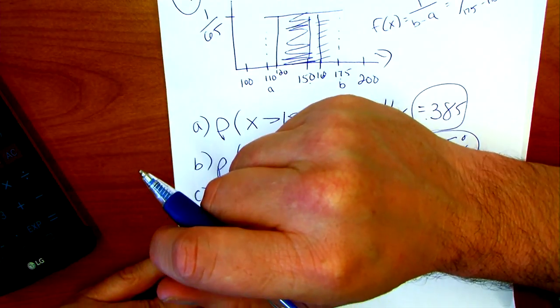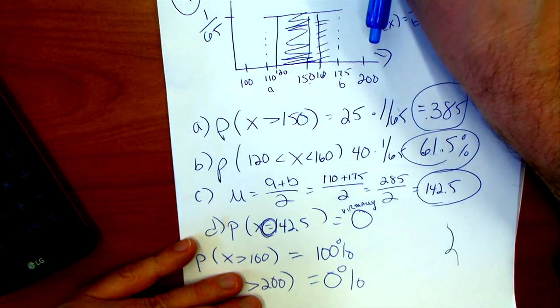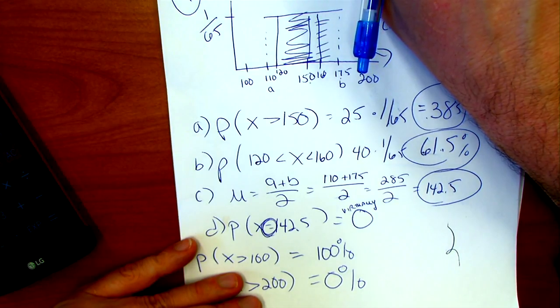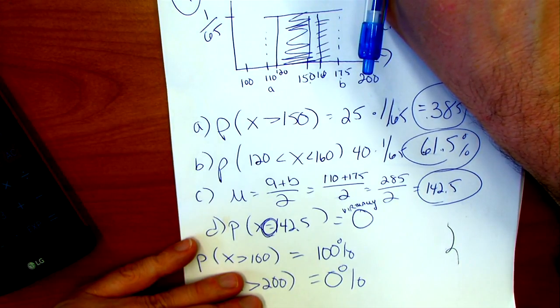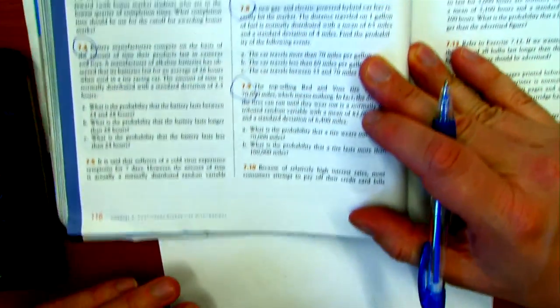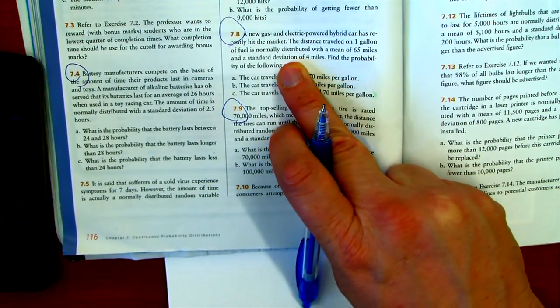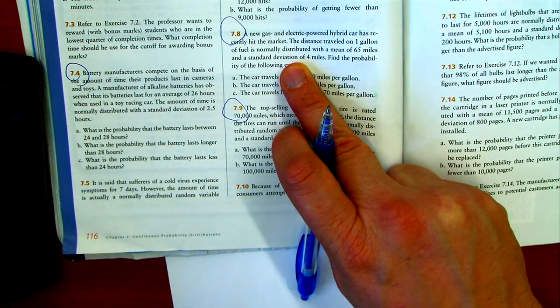Other ones I'd like to do, let's do number 8 and 9. Okay, let's do number 8 and 9, because 8's a good one. So number 8 on page 116, we are talking about a probability distribution that is continuous.